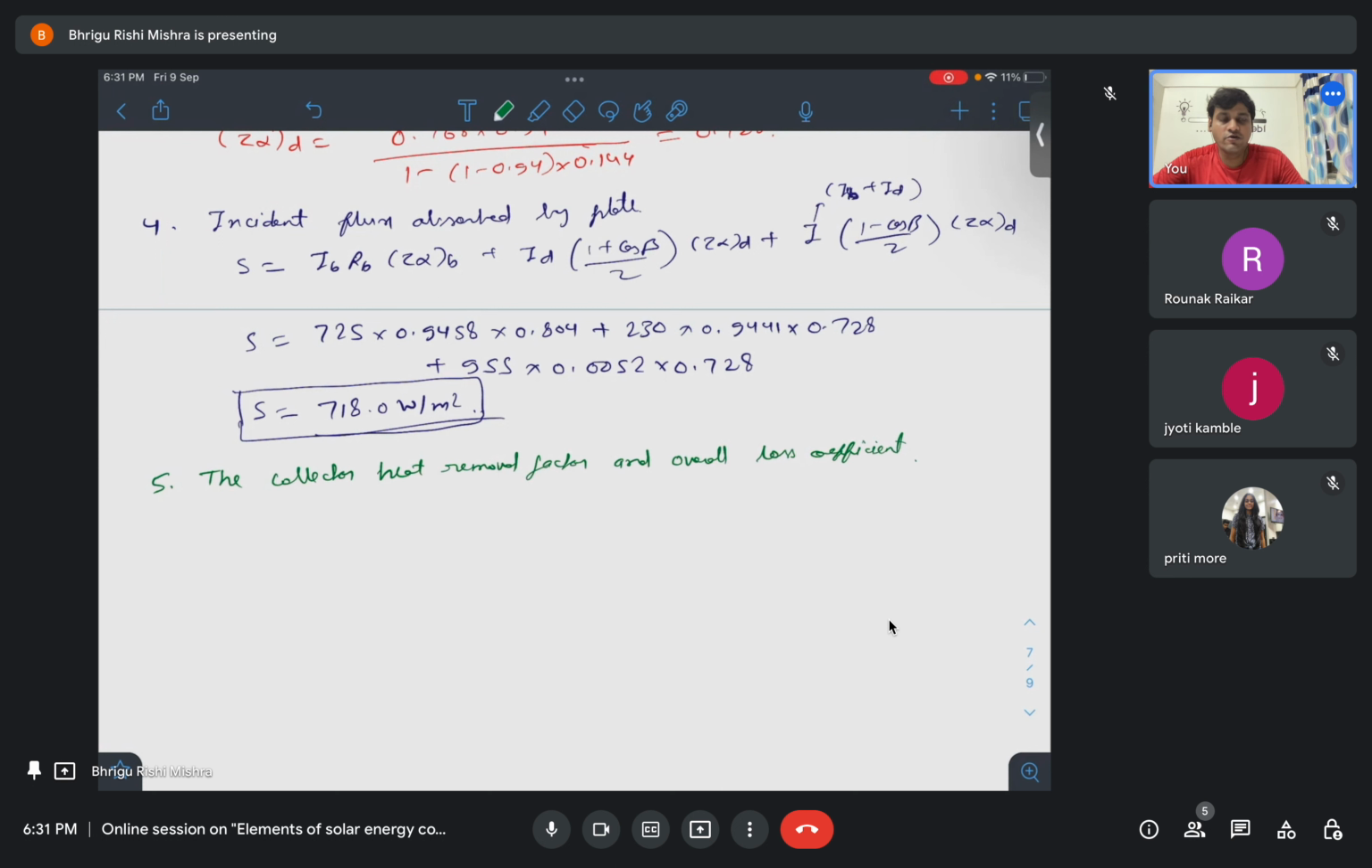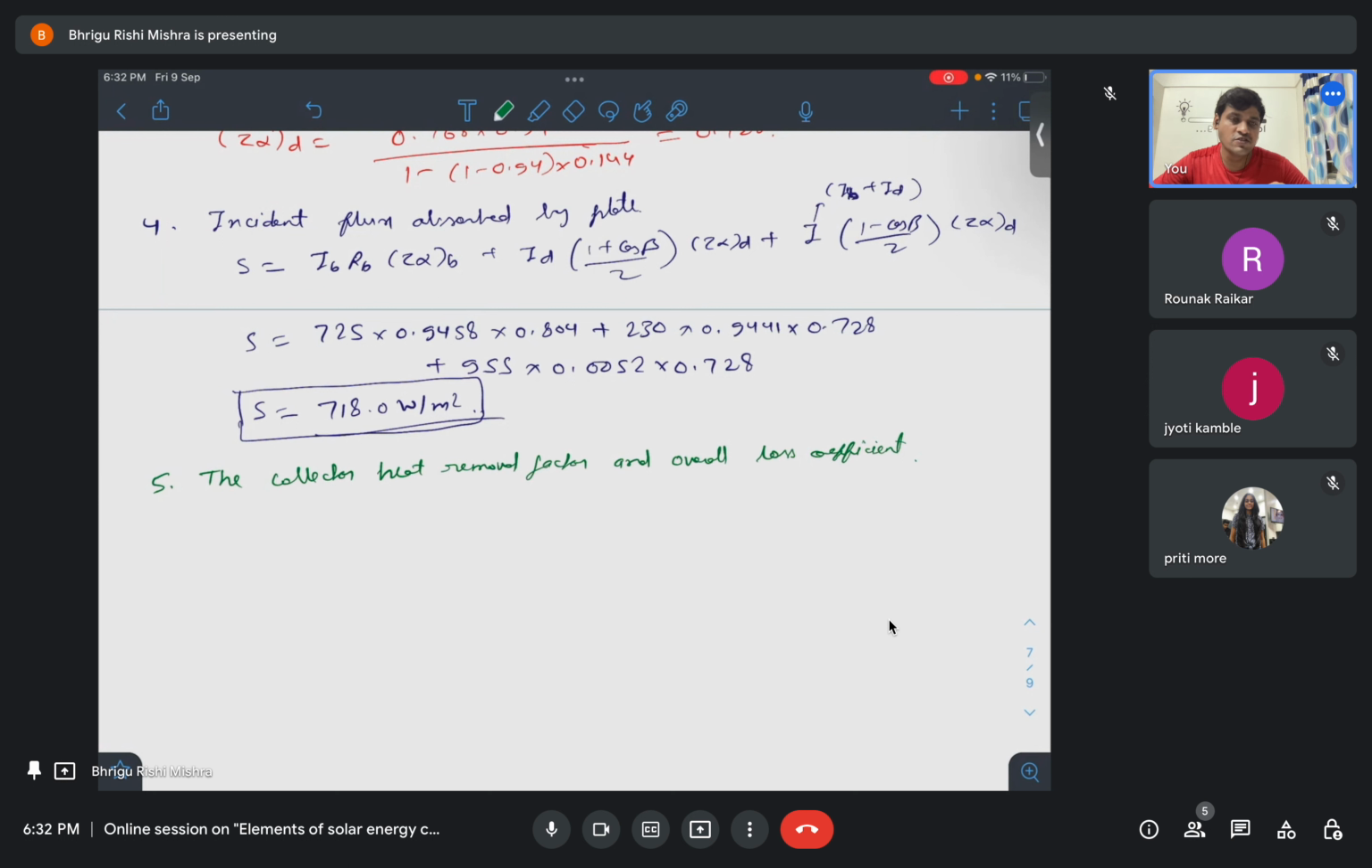In most of the questions the overall loss coefficient is given, as if you remember the formula, the collector heat removal factor and overall loss coefficient are kind of dependent on each other. Okay, so if you know the overall loss coefficient, then only you can calculate the heat removal factor, else you cannot. Either in the formula itself the overall loss coefficient is given, or you have to do the iterative process to find out the overall loss coefficient.